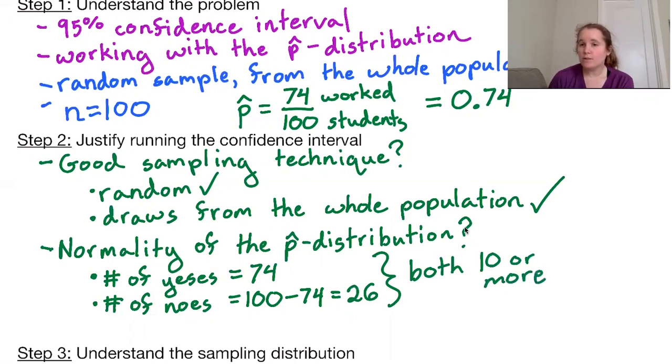Again, we use p-hat only when we have a confidence interval because we don't actually know p. We're doing an approximation. For hypothesis tests, we would have an assumed p, and then we just do n times p and n times 1 minus p.